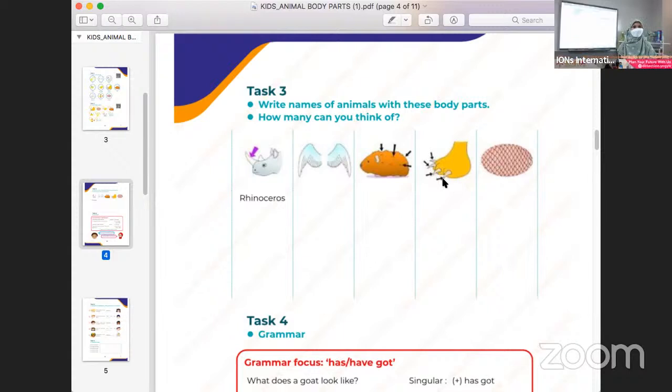Claws. Yes, ini cakar dalam bahasa Indonesia. Which animal has the sharp part of the body? Lion. Yes, lion. How about the other one? Lion. And the second one? Tiger.